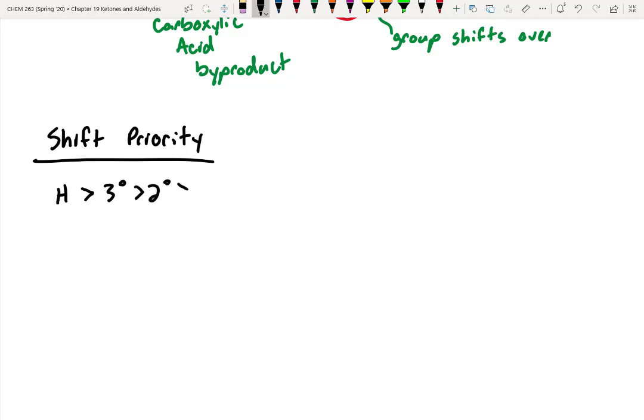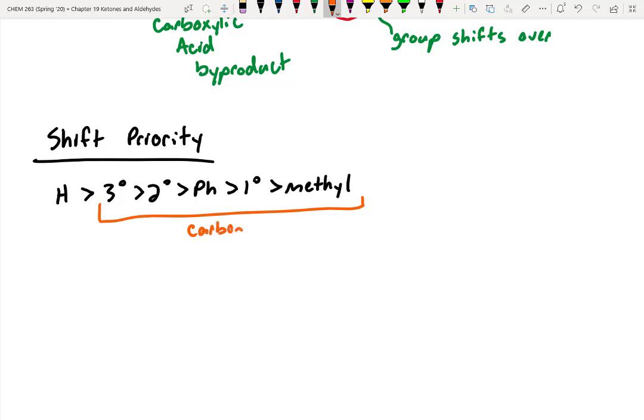Then the weird thing is phenyl groups, or aromatic rings, like to shift next. And they like to shift more than a primary carbon, and a primary carbon likes to shift more than a methyl carbon. So really all of these are looking at carbon shifts, where over here this is just hydrogen. So hydrogen likes to shift really readily, but with carbon it depends on whether or not it's tertiary, secondary, a phenyl group, primary, or a methyl group. All right, so let's do a few example problems.